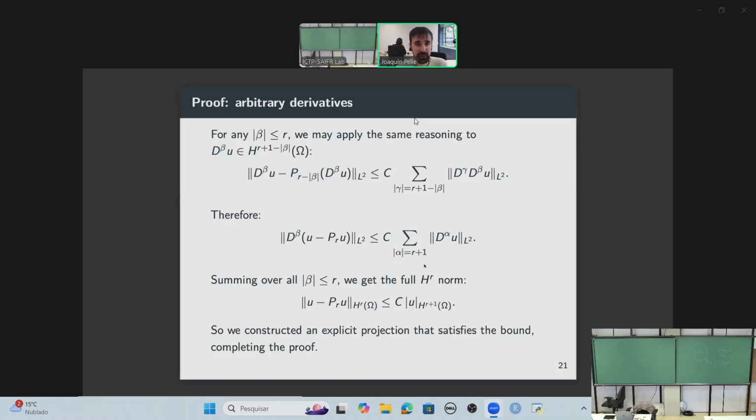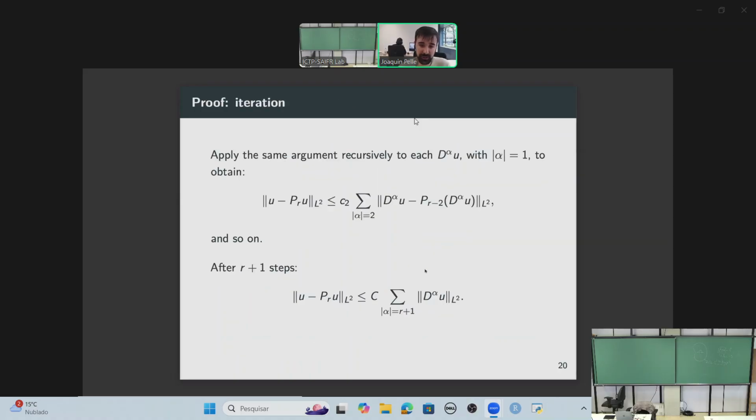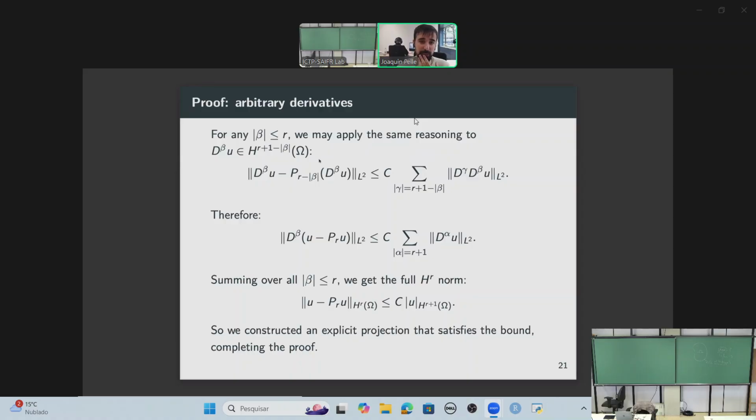So essentially, this is a result, right? But again, we can apply this same result now to the derivatives themselves, right? And this is what we can do here. The derivatives live on this less smooth Sobolev space.